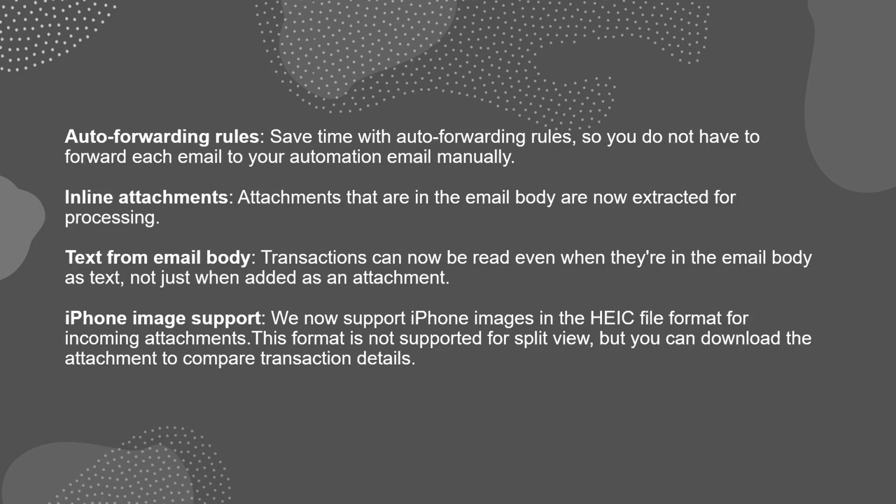They also have inline attachments. So attachments that are in the email body will be extracted for processing, and text from the email body. So transactions will be able to read even when they're in the email body as text, not just when added as an attachment. So that's a big one. And they also, bonus, now support iPhone images in the HEIC file format for incoming attachments. So that is just some of the enhancements to AP automation that are coming in R3. So we love to see those.